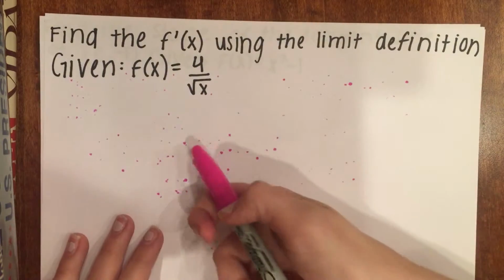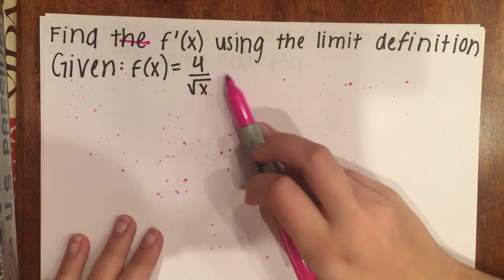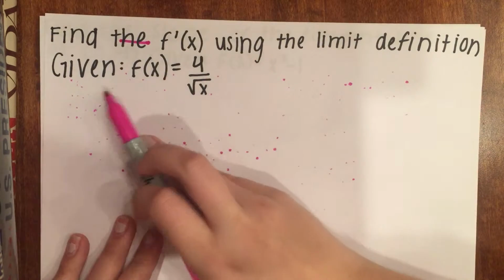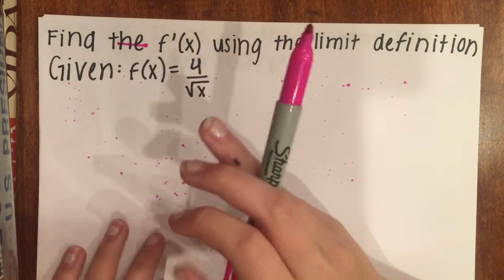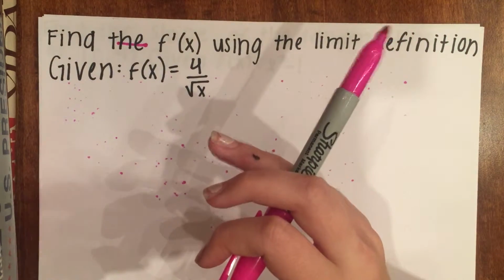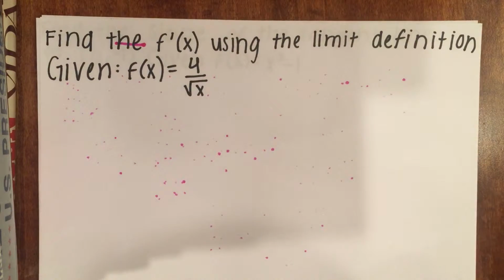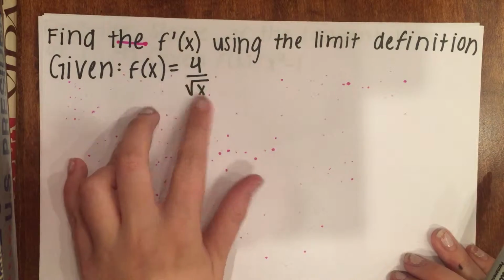So here we have, find f prime of x using the limit definition, given f of x equals 4 over root x. f prime of x is just another way of saying derivative. You can also write y prime and dy over dx. So here we're given f of x equals 4 over root x.